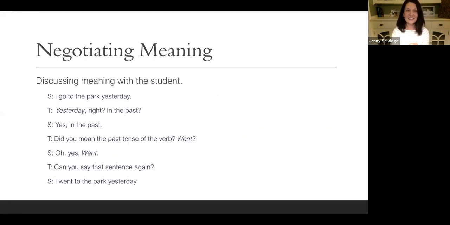All right, next. The third one is negotiating meaning. This is the most obvious one. So back to our scenario. "I go to the park yesterday." "Yesterday, right? In the past?" "Yes, in the past." "Did you mean the past tense of the verb, went?" "Oh yes, went." "Can you say that sentence again?" "I went to the park yesterday." "Good job." So you see it's a lot more explicit, you're really pointing out past tense, you're really negotiating what's going on with the student.